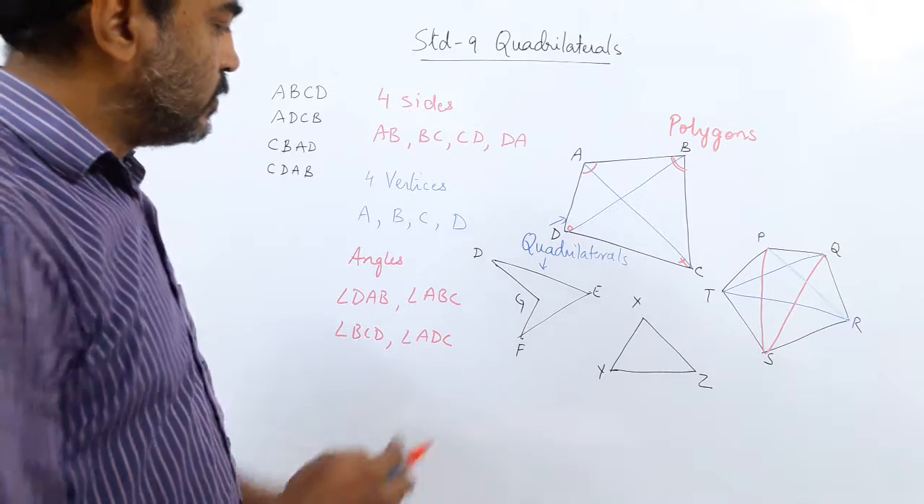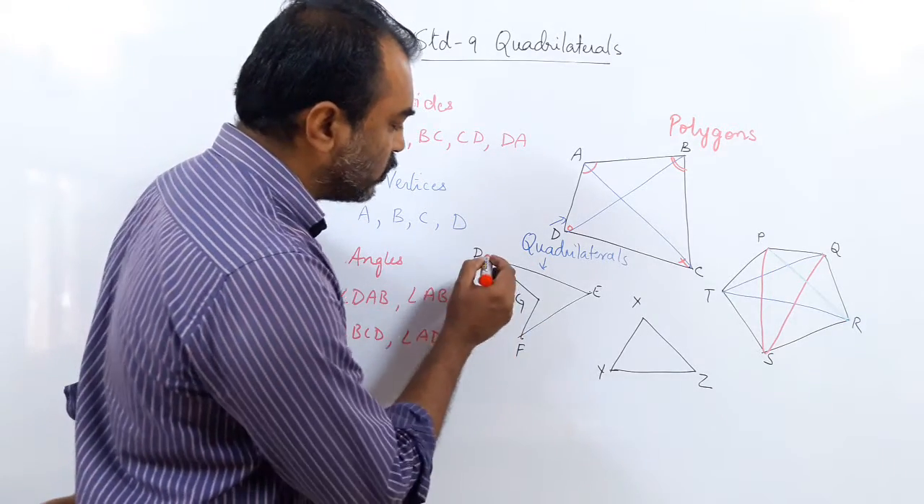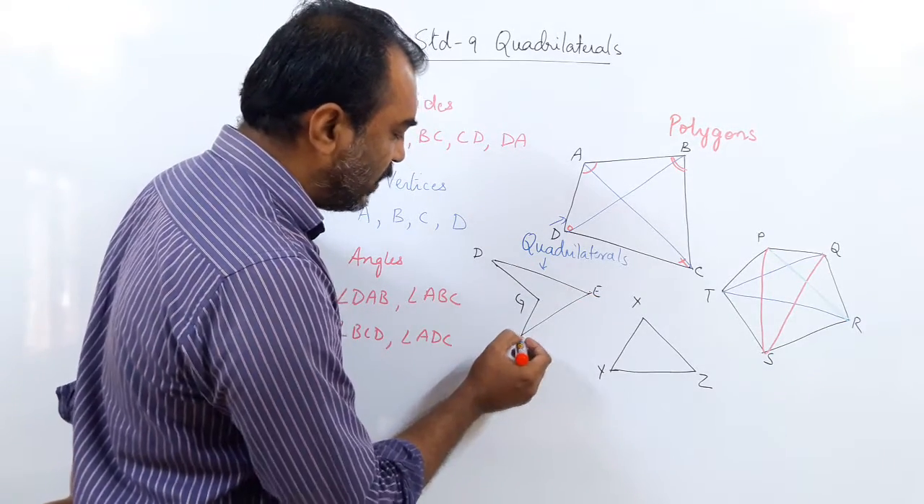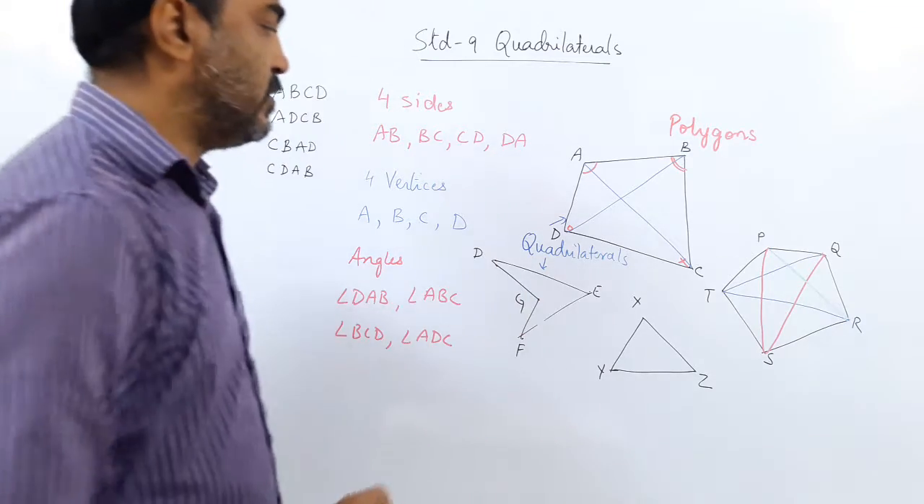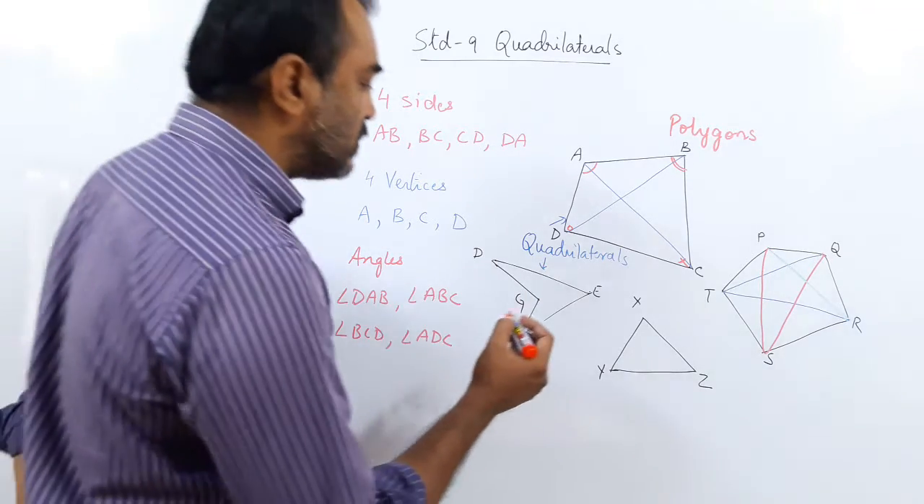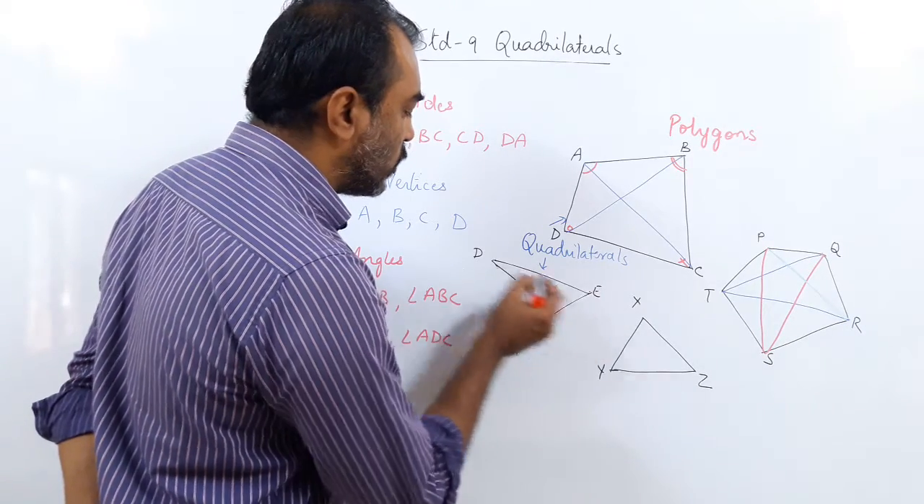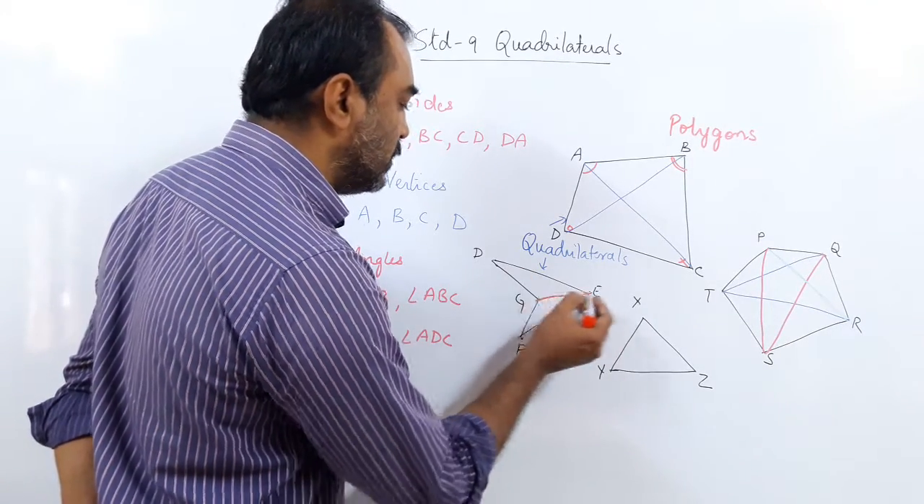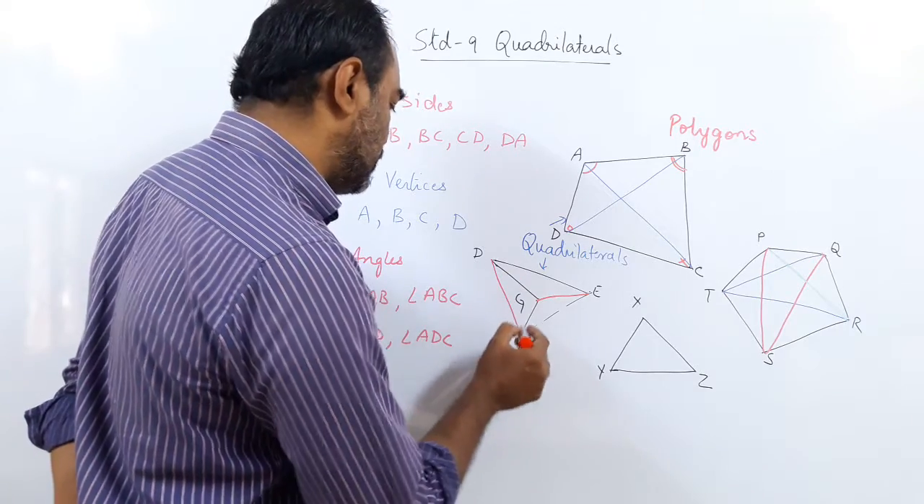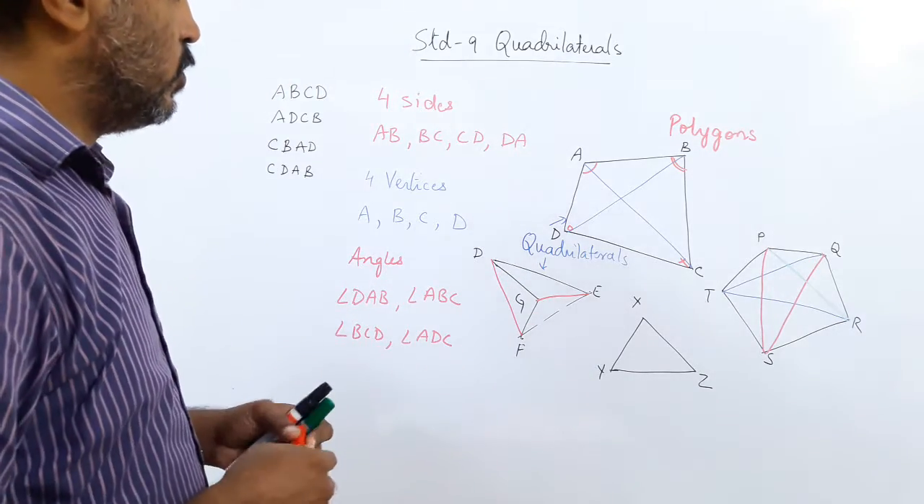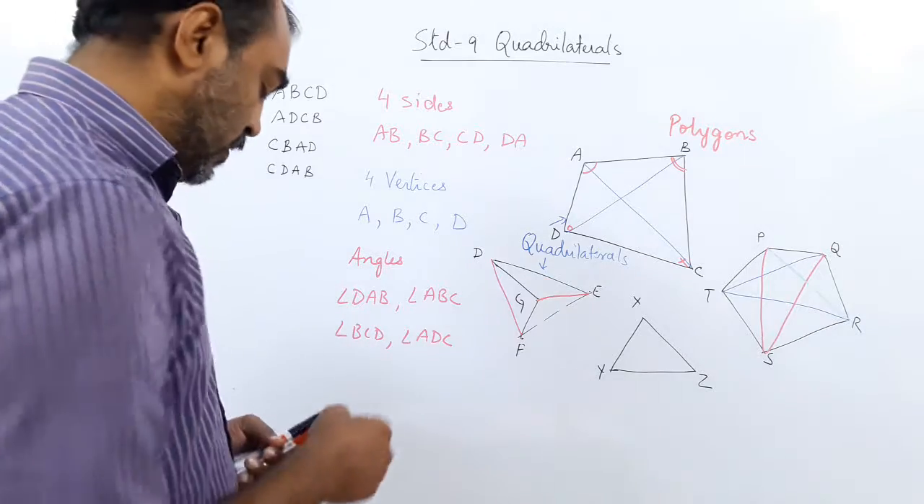So the last one here, this is also a quadrilateral having 4 sides. DE, EF, FG and DG are 4 sides. This is a quadrilateral. So what is the diagonal? If I start from E, I cannot go to F, I cannot go to D, but E can go to G. So this is one diagonal and this is another diagonal. Okay. So what do you observe here?